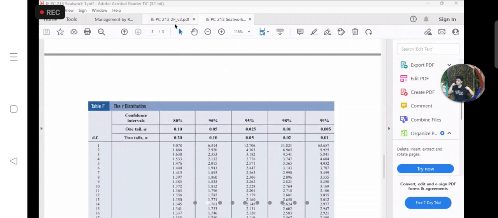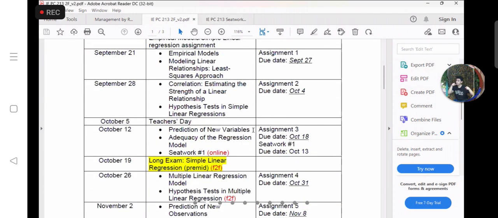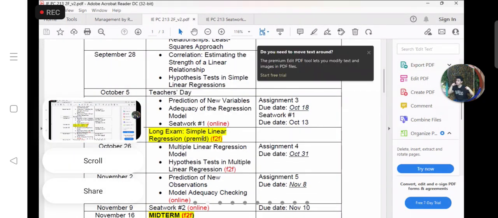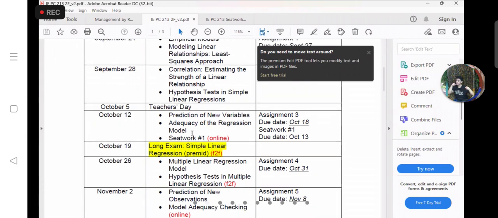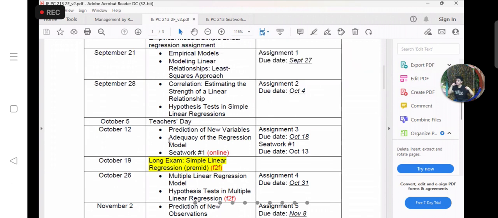Although we are only discussing it now. So for next meeting, which is our first face-to-face class, I've already updated the schedule. The due date for your seat work is October 13. The due date for your assignment is October 18. Next week, I will be giving an exam on October 19. Coverage is simple linear regression, from empirical models until the adequacy of the regression model.